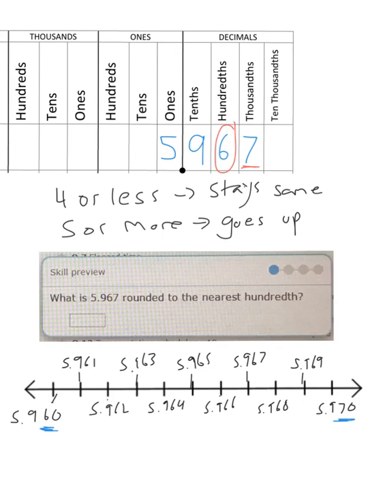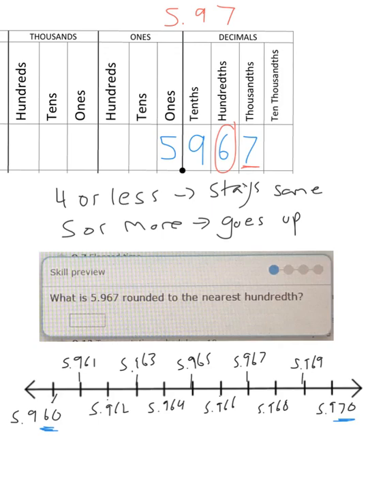So using this strategy, our answer is going to be, I'm going to write up here, 5 and 97 hundredths, because we are rounding to the nearest hundredth. And the 7 told us that the 6 needs to go up, because 7 is closer to the 7 hundredths than it is to the 6.